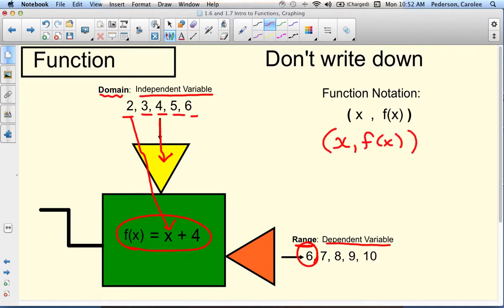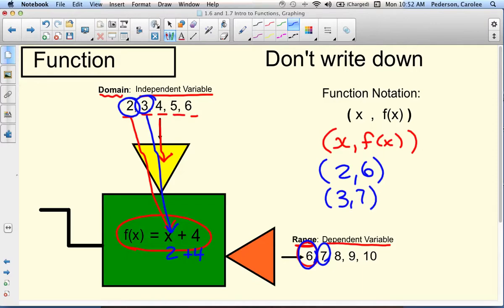So this first ordered pair that we just talked about: if I substitute 2 into the function, what I got out, when I substitute 2 plus 4 in, is 6. And then we would do the same thing for 3. We would substitute 3 in, 3 plus 4 is 7, and then continue there.